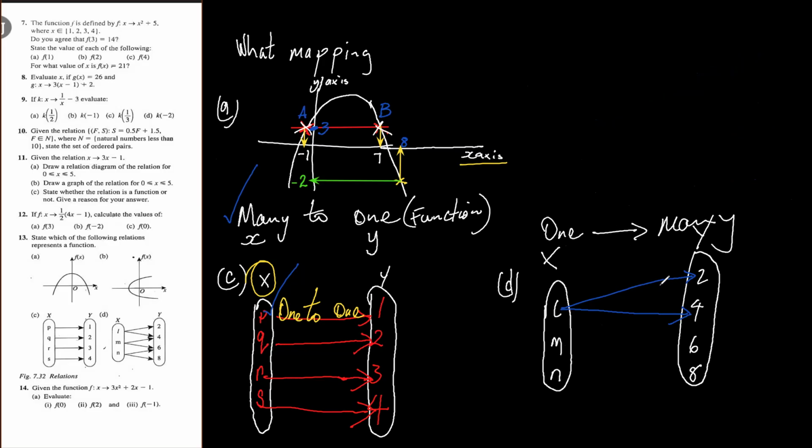Because the rule says a function maps to one and only one element in the range. One and only one element in the range. So it is not a function.